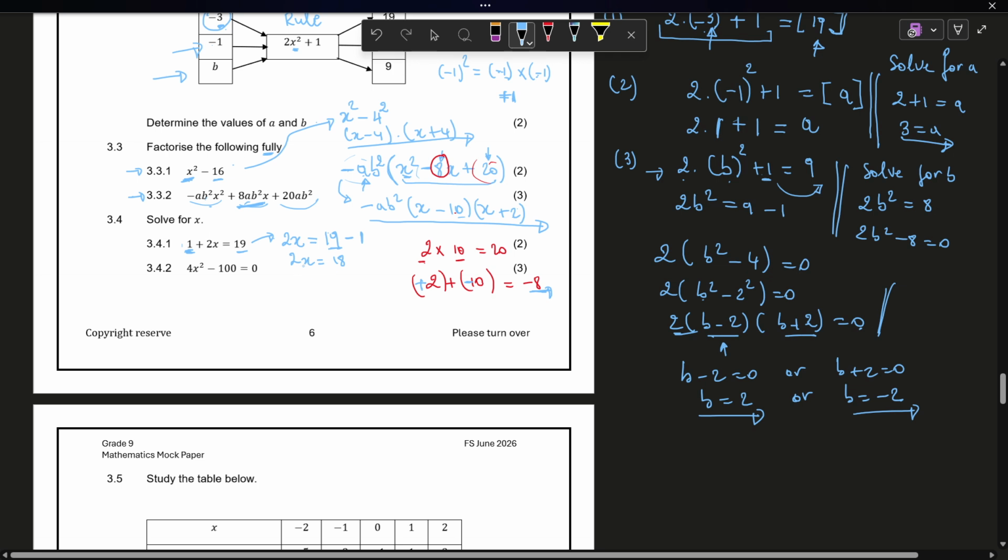And remember, I have to divide by 2 on both sides. Therefore, x equals 9. Right? So we are done with that. Now the next one.